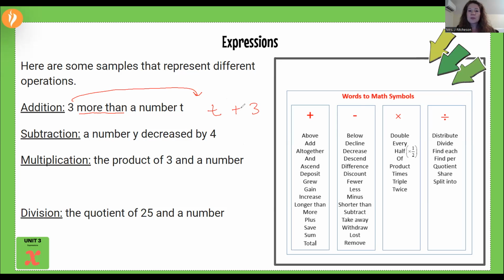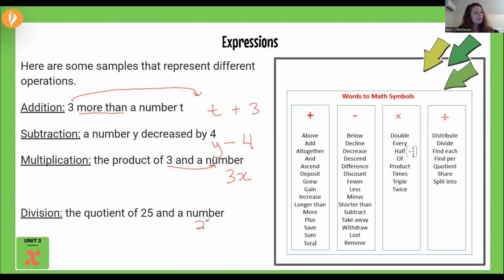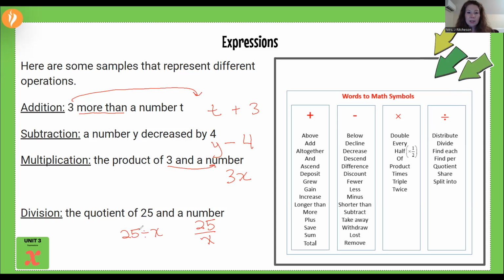Now, of course, we learned about the commutative property of addition. So if we wrote 3 plus T, technically that is still correct. But with subtraction, the order is very, very important because there's no such thing as commutative property of subtraction. So be careful with less than. All right, a number y, our unknown number y, decreased by 4. The product of 3 and a number, so 3 times any variable, and the quotient of 25 and a number, the 25 must come on top, is written first, or you could write it this way, and you could use any variable you want, of course.